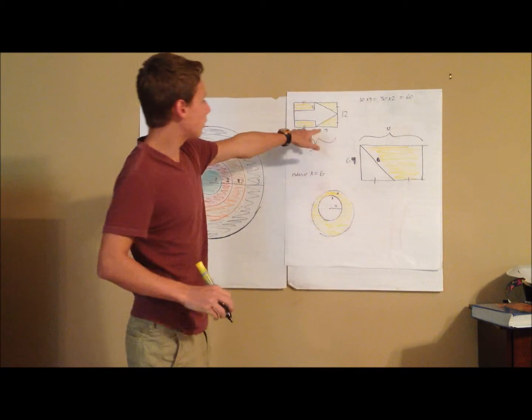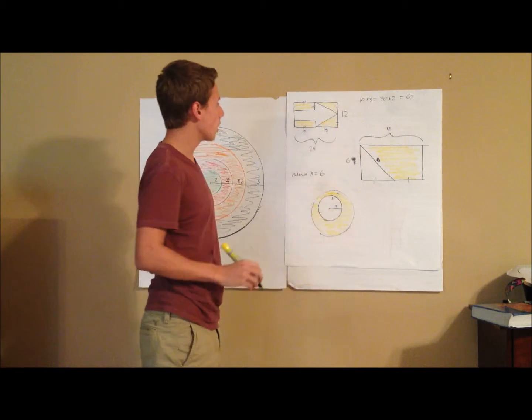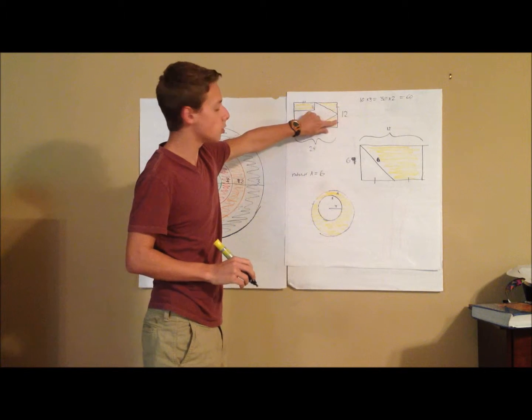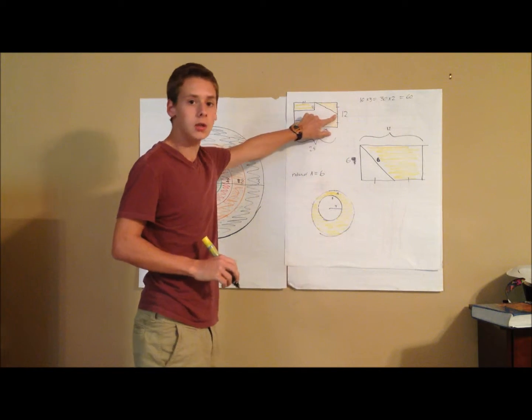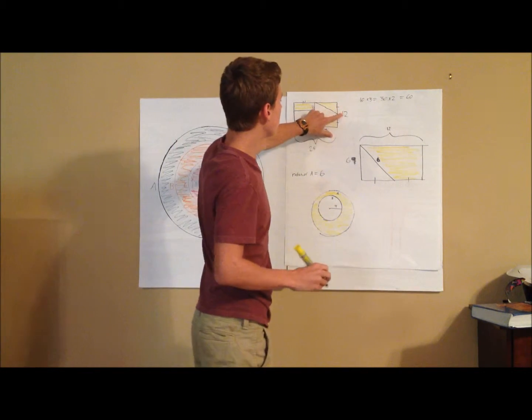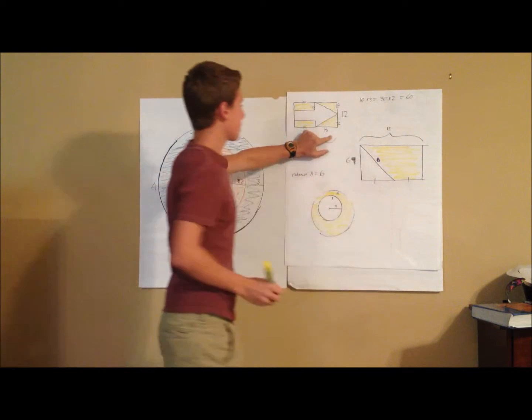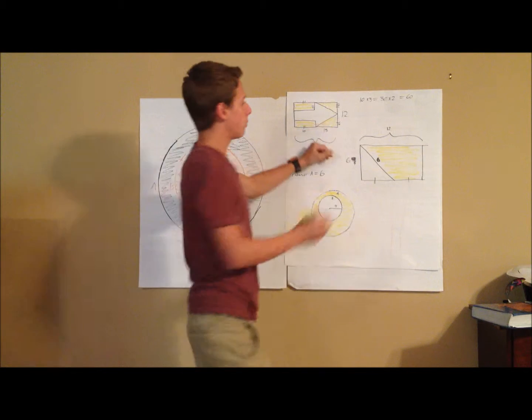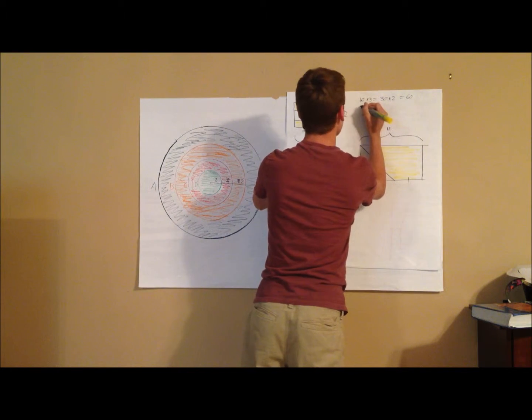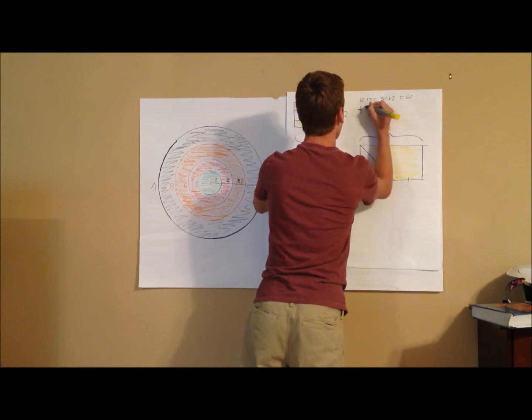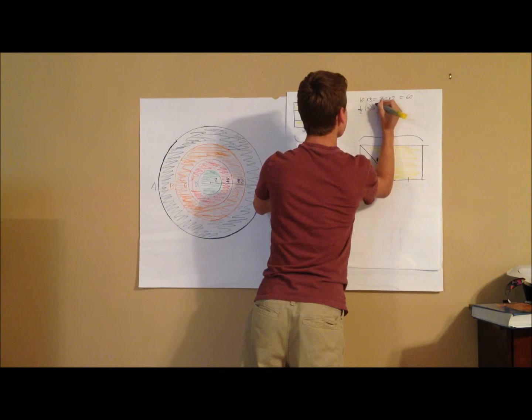Then you have to find the area of the two triangles. And so because the two sides are congruent, you take 12 and divide it by 2, so you get 6 for this side and 6 for that side. And then you do 1/2 base times height, which would be 1/2 times 18 times 6.